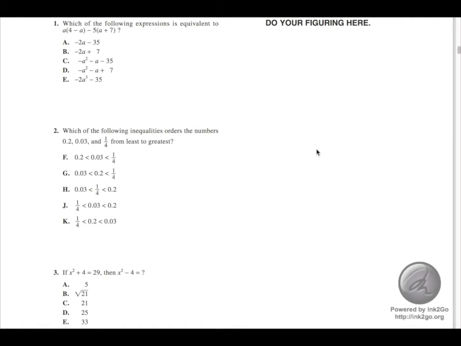Alright, so this is the math section of the first practice test from the official ACT guide from 2016 to 2017. And the first problem, unfortunately, there's no special technique or quick trick we can use to make it easier for ourselves. We just have to expand and combine like terms.